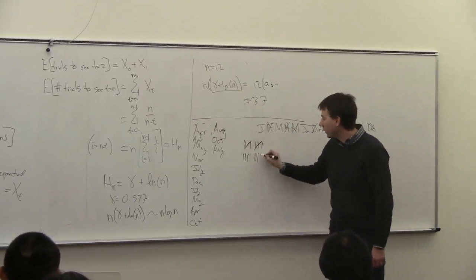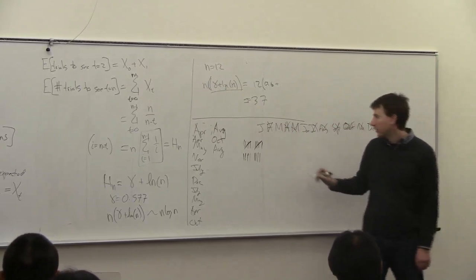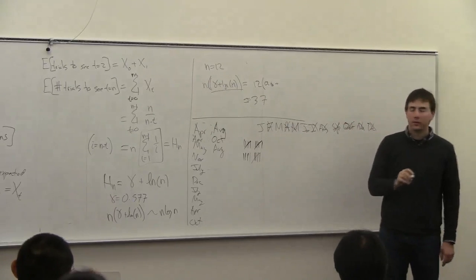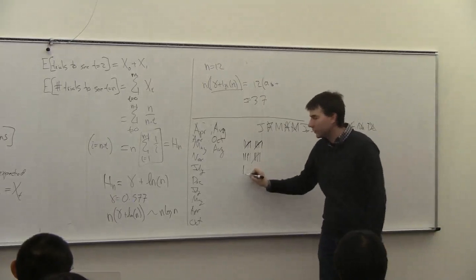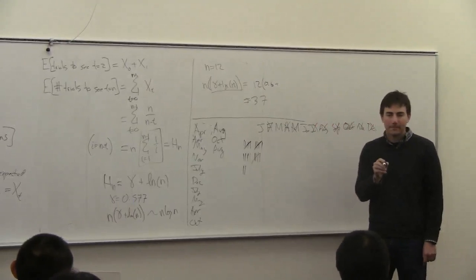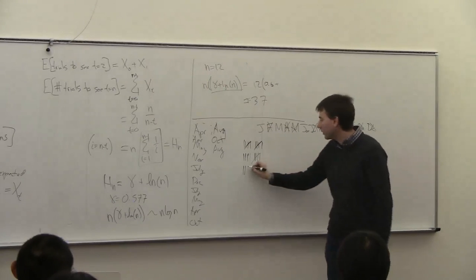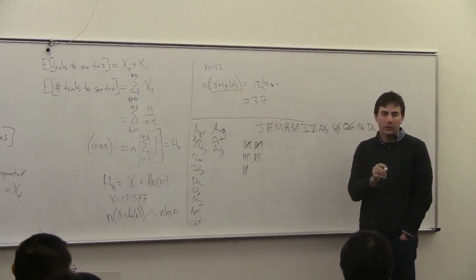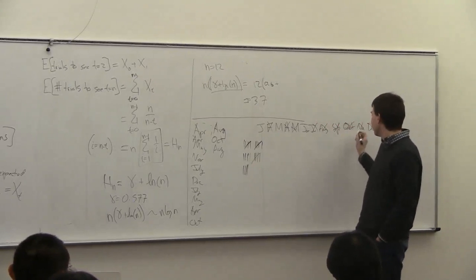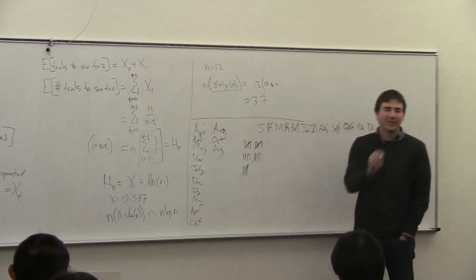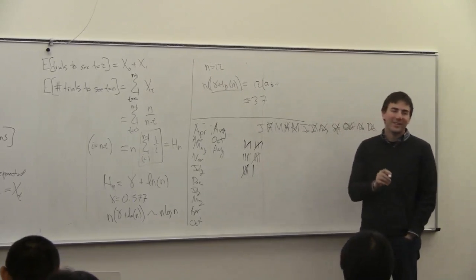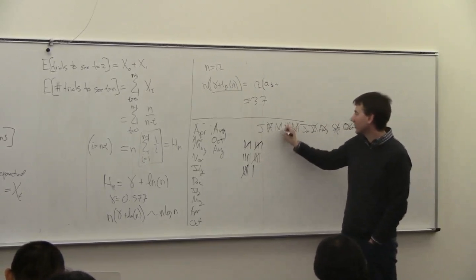February. April, we got that. August. August, got it? August again? December. August. Got August? November. November, not making any progress. April? Okay, April. March.